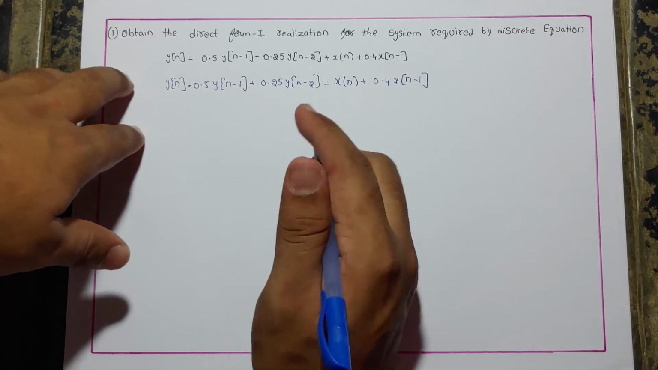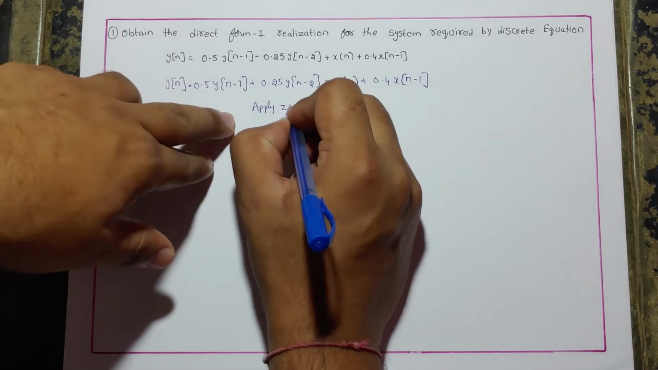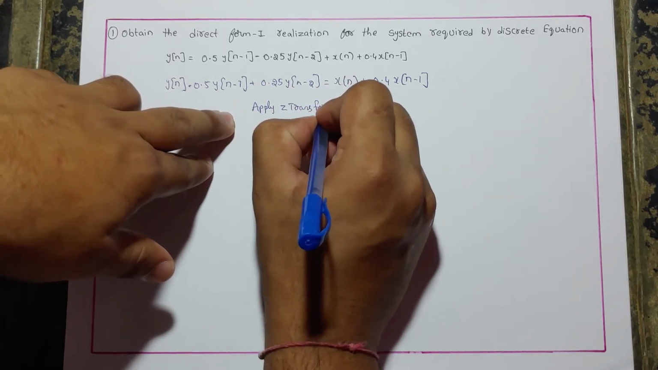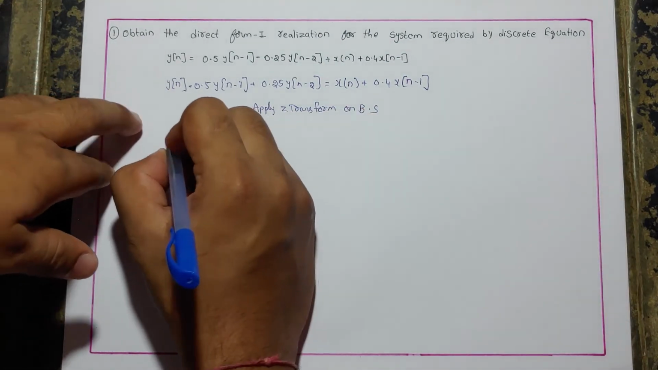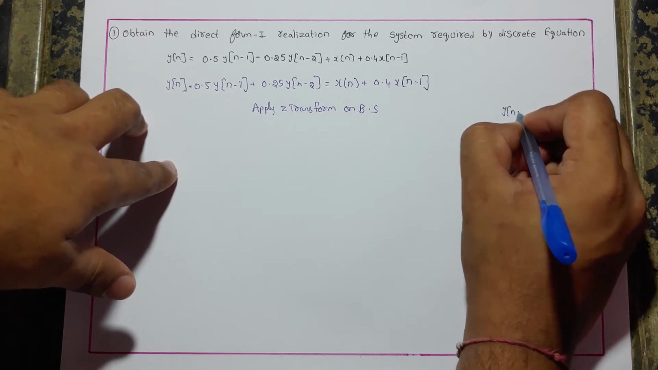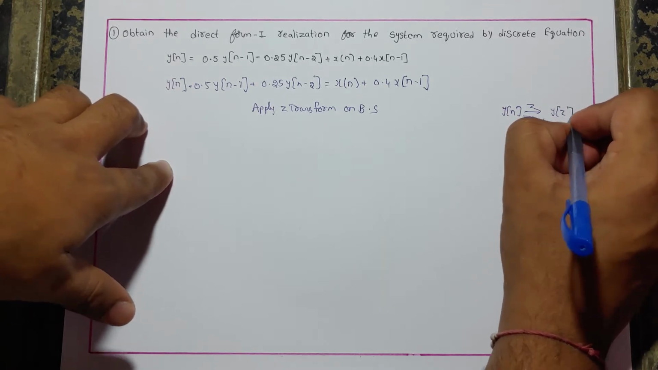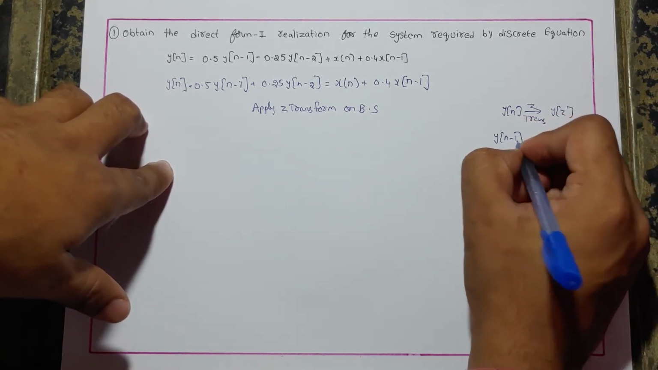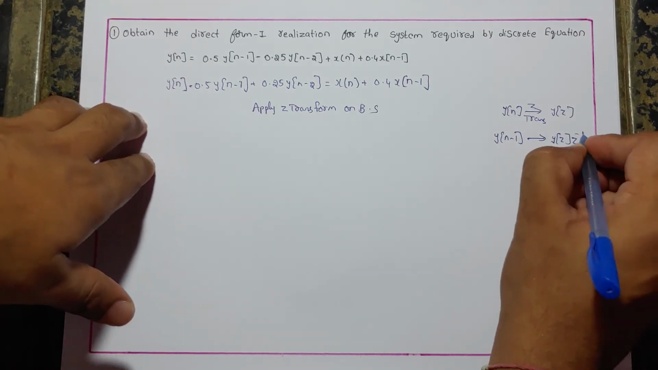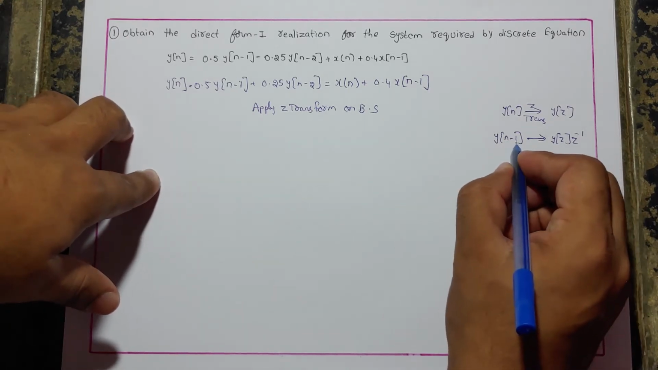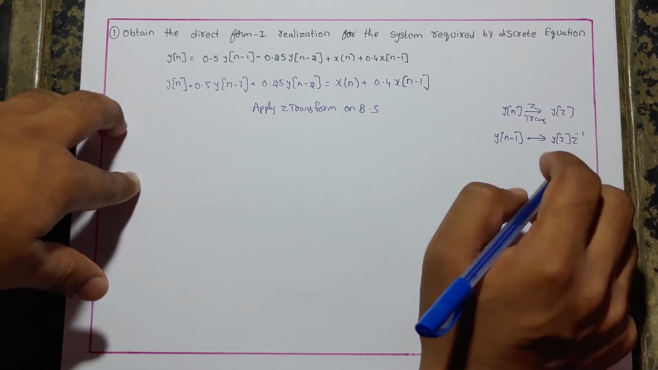For easier grouping, let us do Z transform on both sides. Apply Z transform on both sides. We know that Z transform of y of n is equal to y of z, and y of n minus 1 is equal to y of z into z power minus 1. And here n will be as a constant. When it is 2, it will be z power minus 2 and so on.